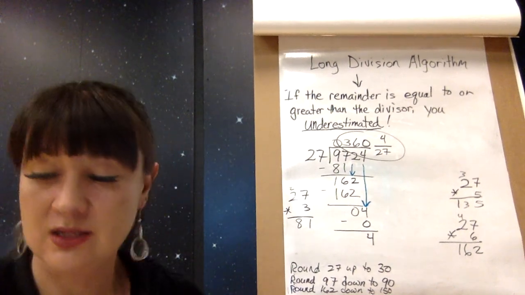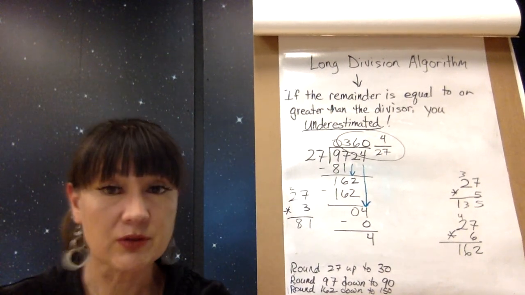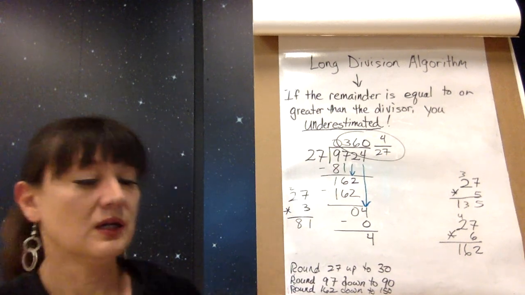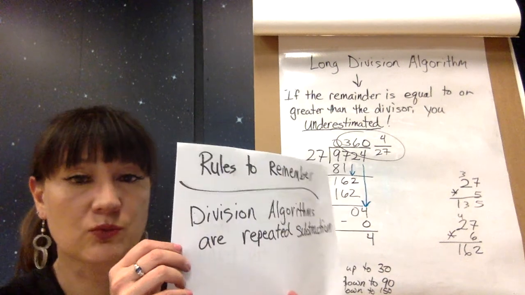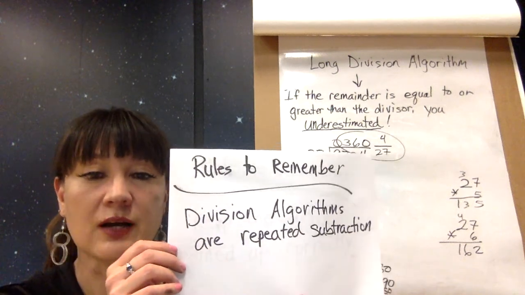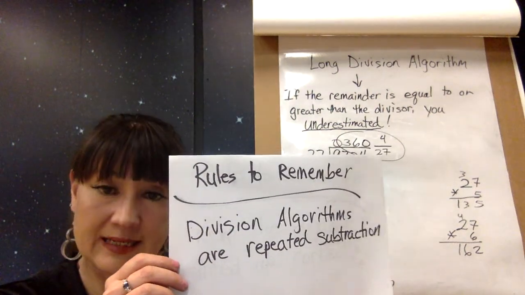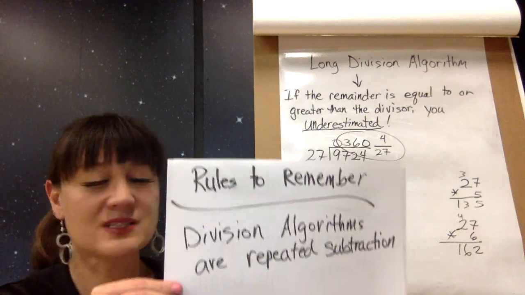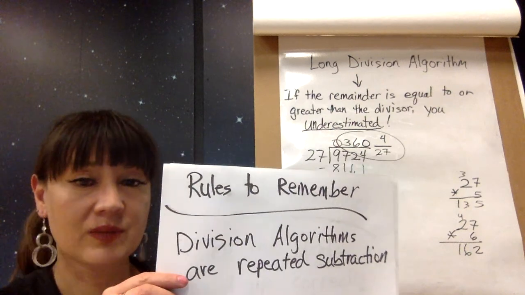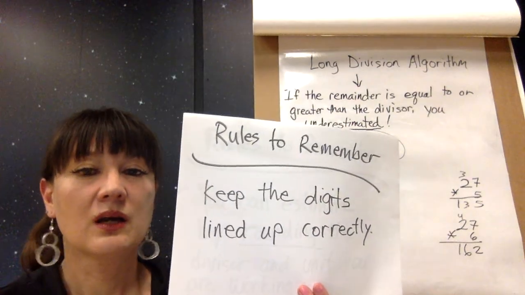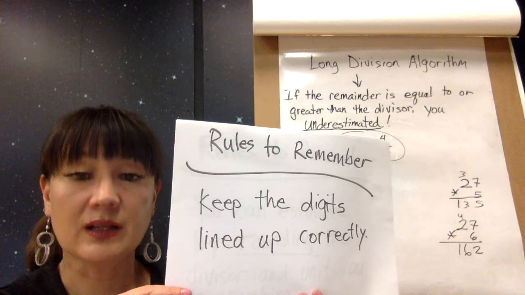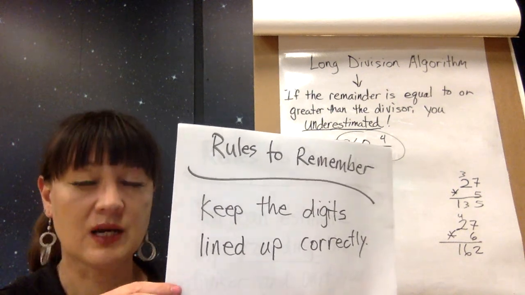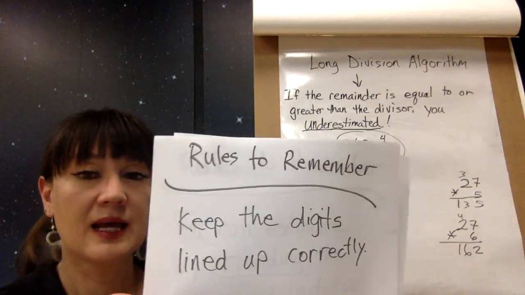Oh, and let me go ahead and talk about some of the rules to remember throughout these 2 videos. I kept messing up on them. So the first rule to remember: division algorithms are repeated subtraction. So when you think of it that way, it's just repeating the subtraction problem. And so it's not as intimidating that way. The second rule to remember, keep the digits lined up correctly. And that's where you can use that placeholder 0 to help you keep those lined up correctly.